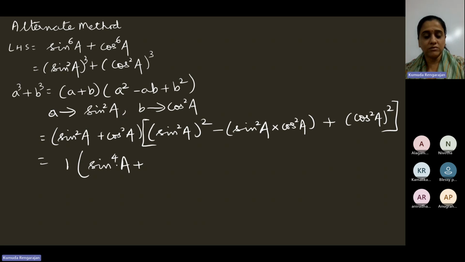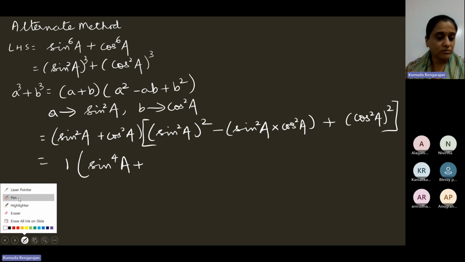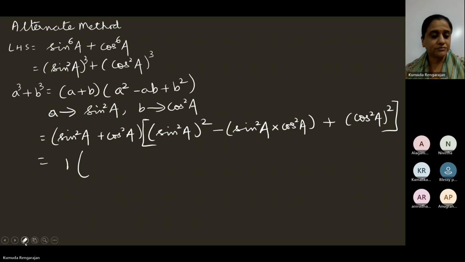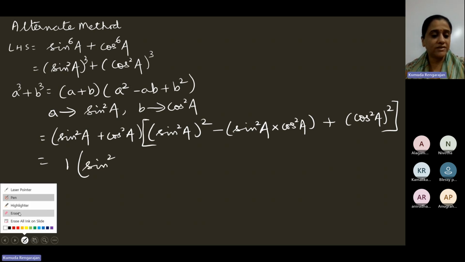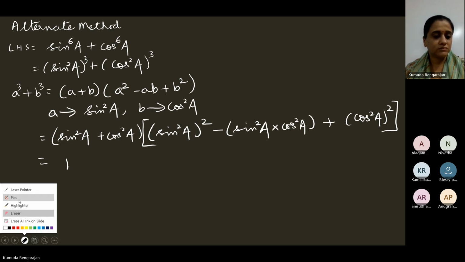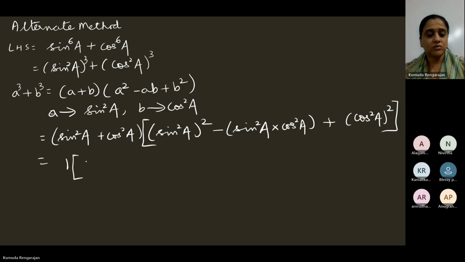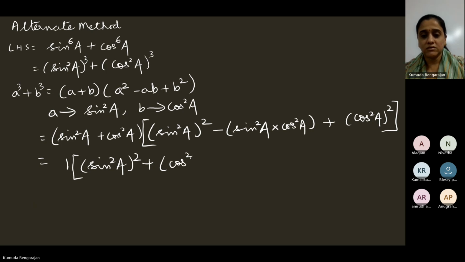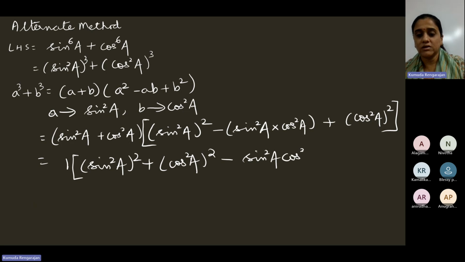We'll again have to put it in that form. So sine square, I'll just gather it and write it next to it. So this is a square plus b square minus sine square a cos square a. Now this again a square plus b square. What is a square plus b square?